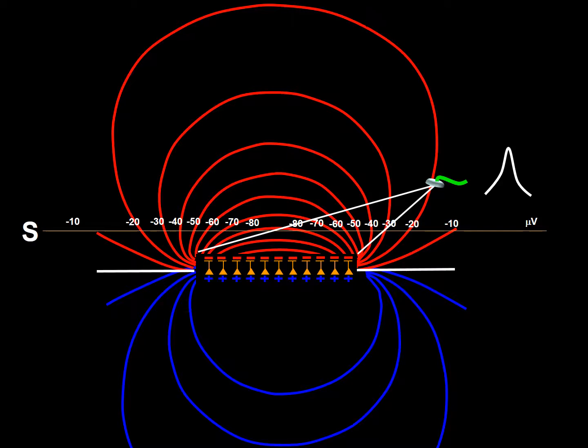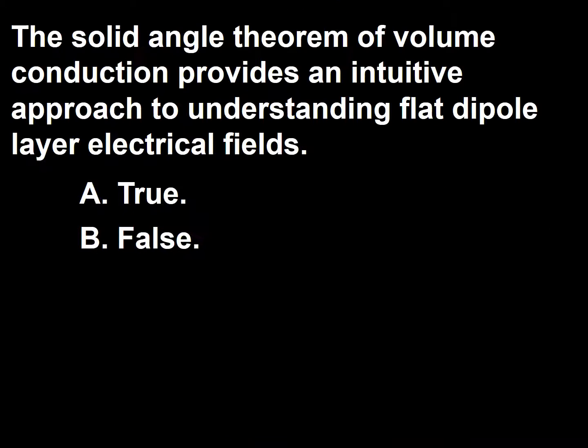In this new representation, I have positioned the electrode in the same isopotential line as it was in the first diagram, where I showed you the first wave related to the electrode position. And as you can see, the amplitude is back to what it was initially. So the answer to this question is true.